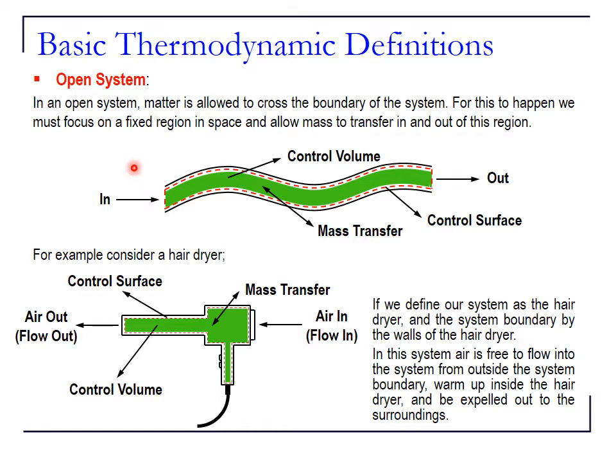However, in an open system, the mass is allowed to cross the boundary of that system. So let's have a look. Assume that we have a pipe flow like that. If we define a control volume with the boundaries, these two boundaries are the wall of the pipe, so obviously the mass cannot flow across those boundaries. However, if we have an inlet and an outlet, the mass can go across this boundary from the inlet and exit from the outlet.